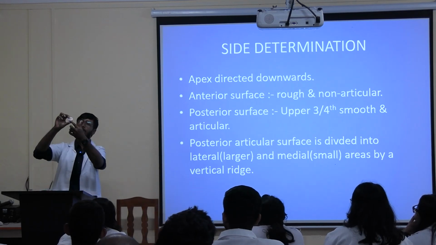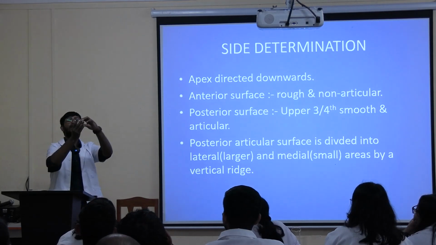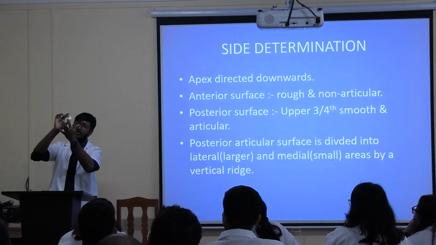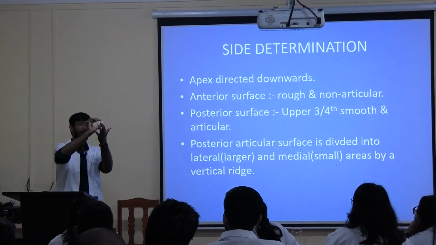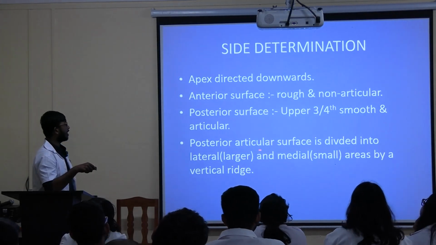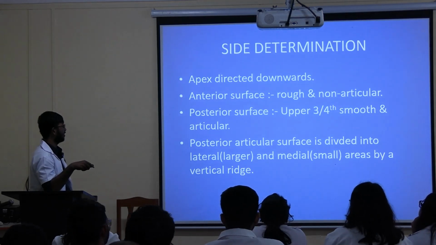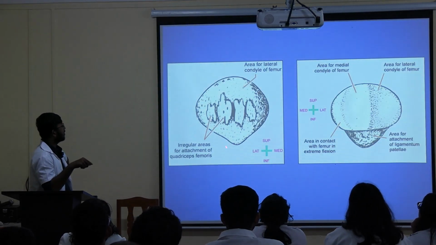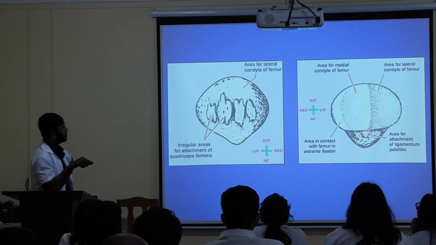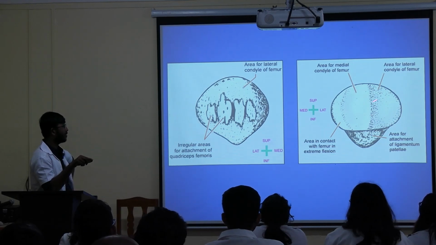Then comes the posterior surface, divided into medial and lateral sides, and the lateral side will be big. The medial surface is small. So the posterior articular surface is divided into a lateral large and a medial small area by a vertical ridge. This is the anterior surface, this is the apex, this is the base, and this is the posterior surface.